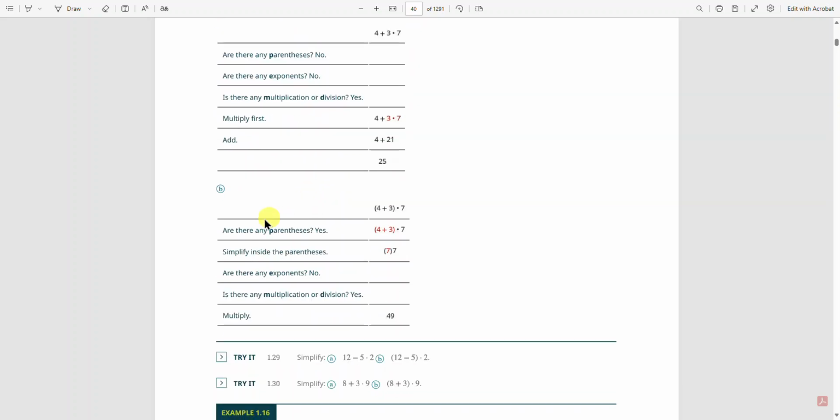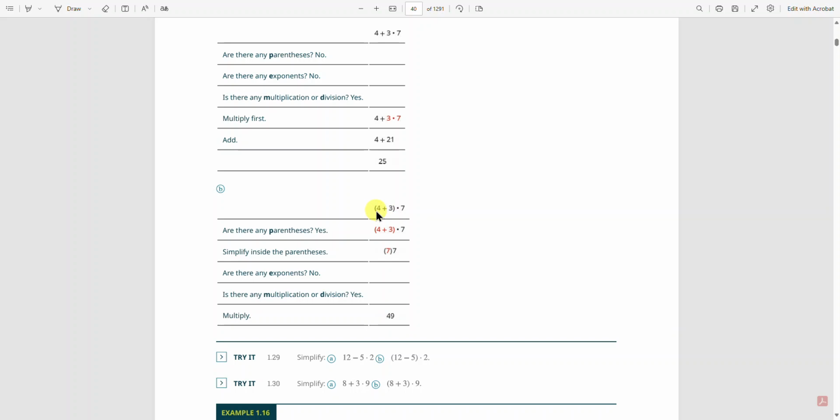And we can see that down here. Are there any parentheses? Yes, there are. There are parentheses around 4 plus 3. So we're going to solve that addition first. And you can see we have 4 plus 3 makes 7 in parentheses. Are there any exponents? No. So we don't have anything to do there. And all we're left with is a multiplication. So we multiply 7 times 7 and get 49.